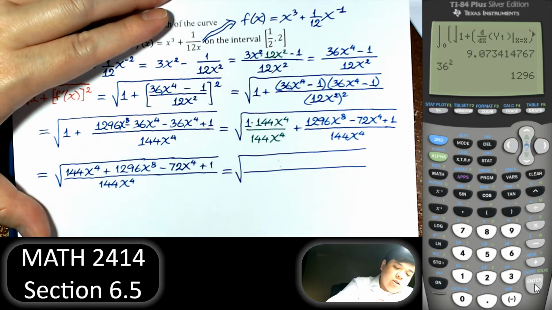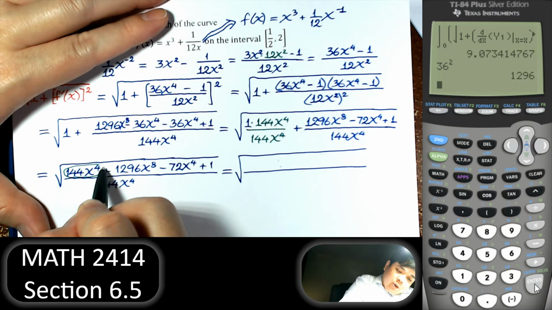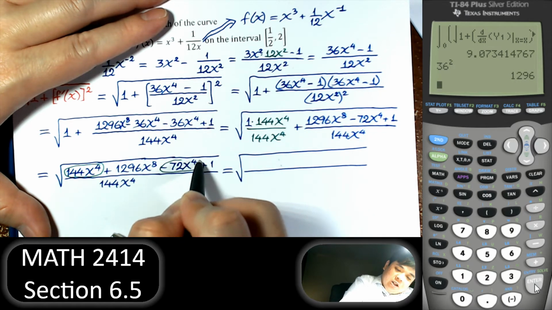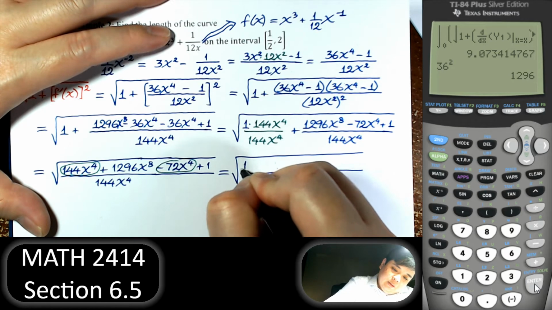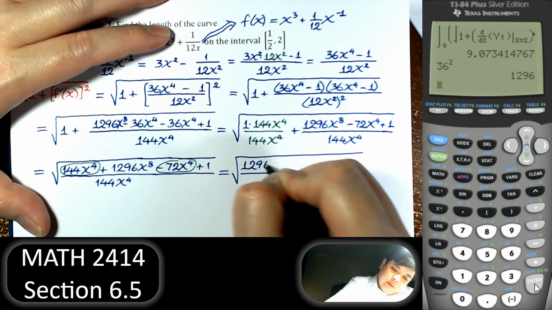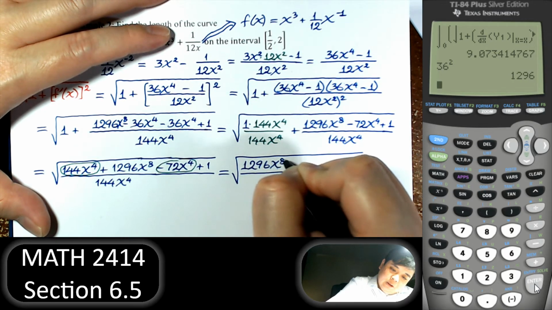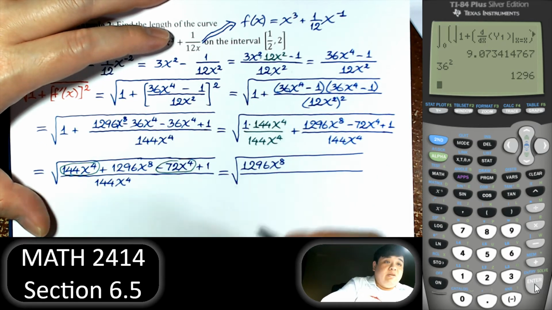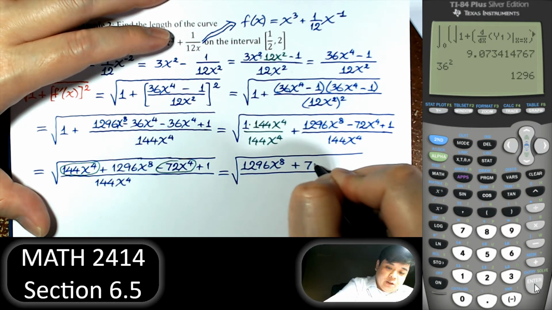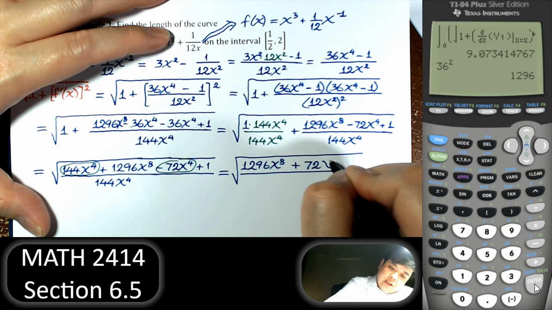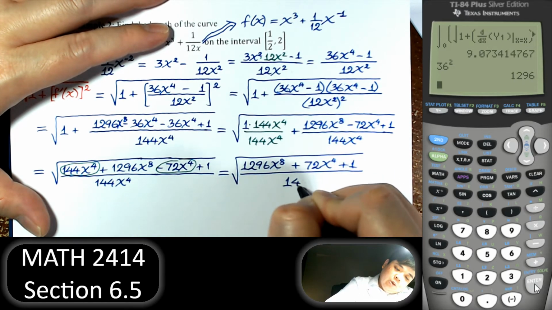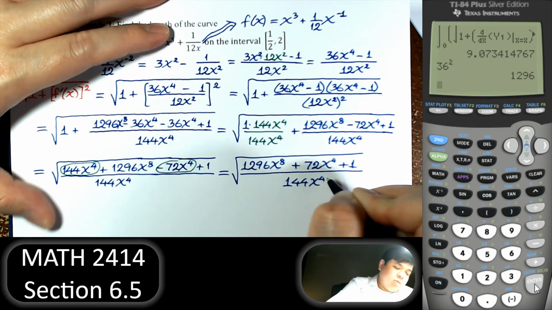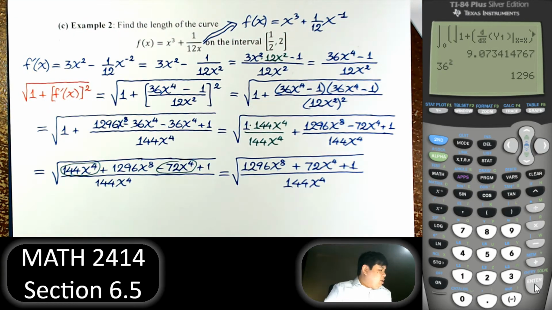Combine like terms, namely this 144 minus 72. 144 minus 72 is plus 72x to the fourth, plus 1, over 144x to the fourth. So how did that help?